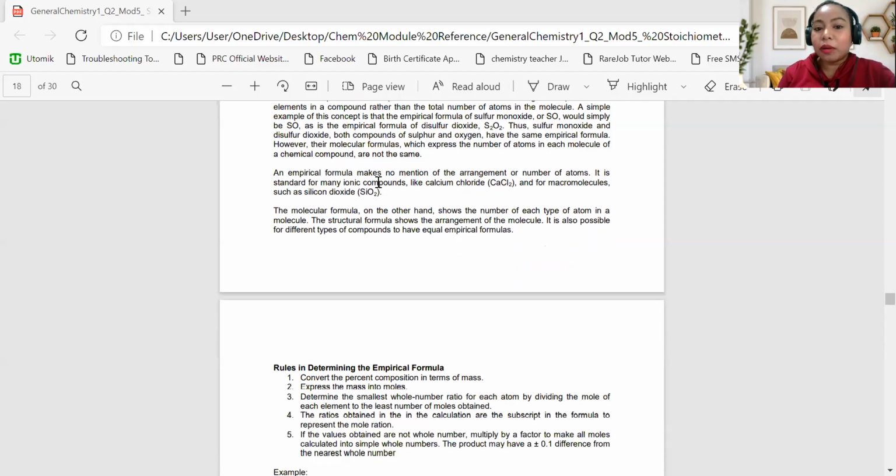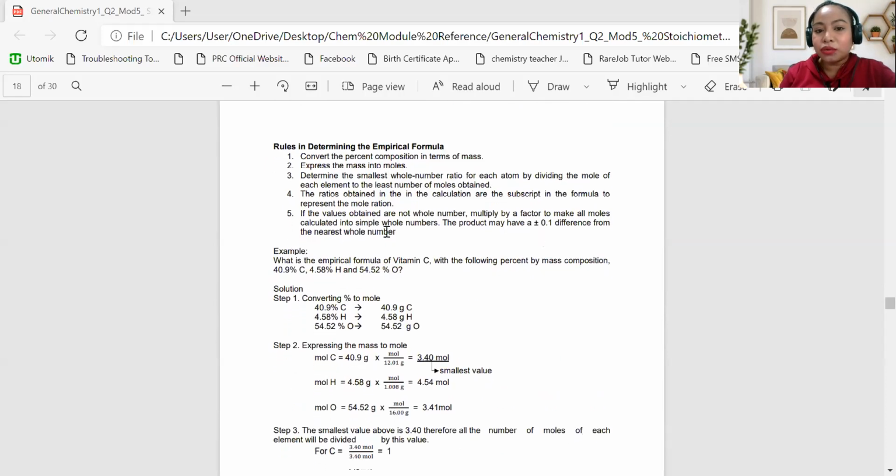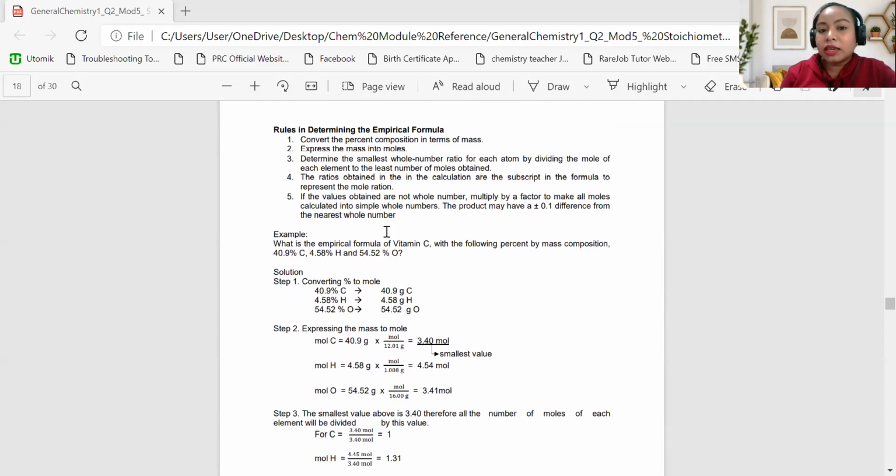Then, an empirical formula makes no mention of the arrangement or numbers of the atoms. It is standard for many ionic compounds like calcium chloride, like this. So, this is already an empirical formula. And for macromolecules such as silicon dioxide. So let's go to the rules in determining the empirical formula. So not determining, but writing. Kindly check it. It is not determining, but writing the empirical formula.